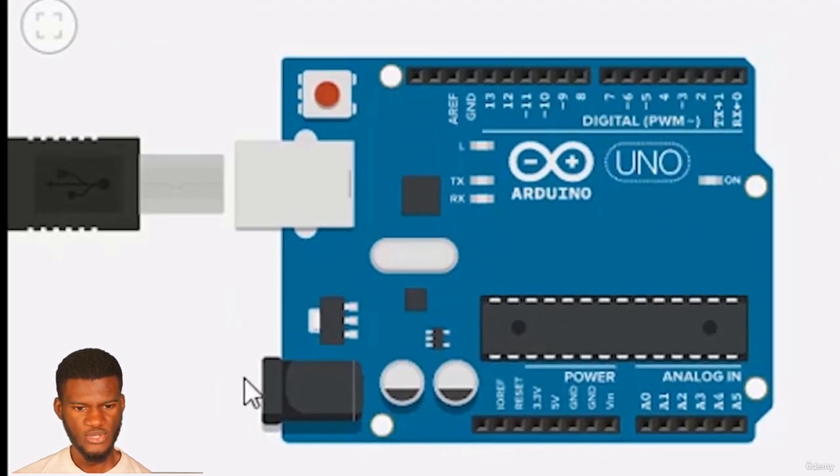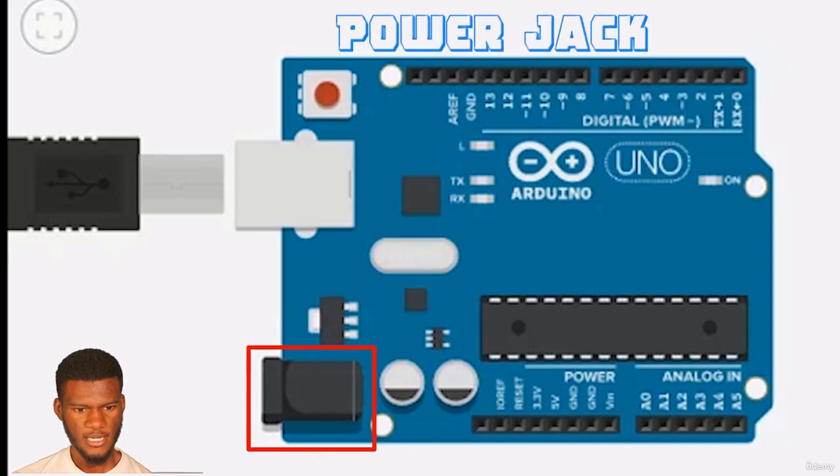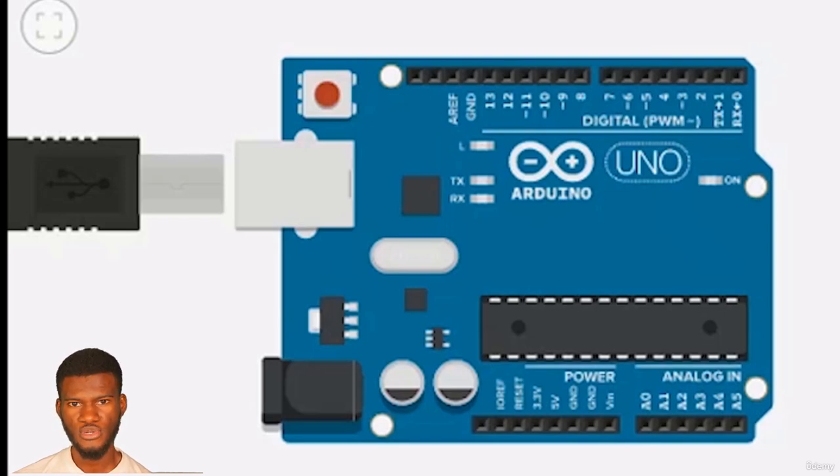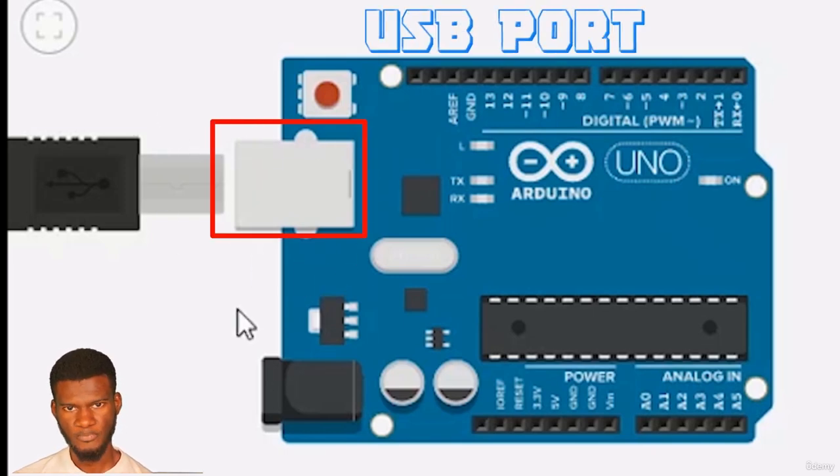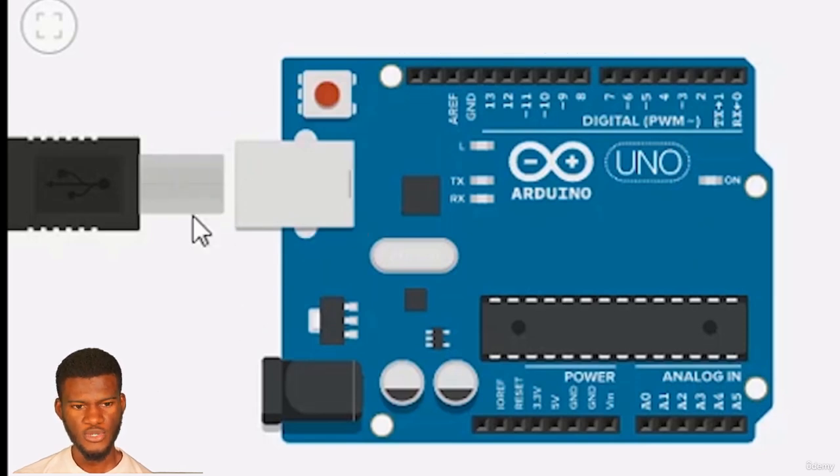Here you see a jack. That jack is called the power jack. It's an auxiliary power jack where you can plug in your auxiliary power cord. After you've uploaded your code into the Arduino, you can remove the USB and use the power jack. We won't be using that here, but that's what it's supposed to do. And here is the USB port. The USB port is where all our code gets sent from. You connect a USB cable, and then the code is transferred from the computer to the Arduino.